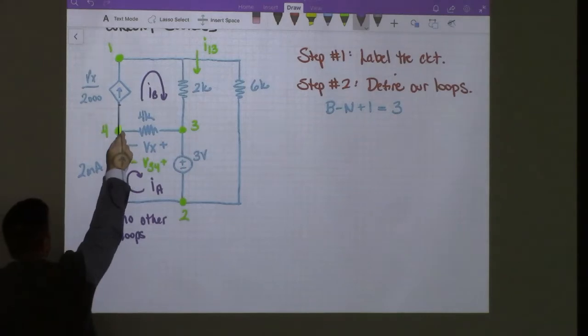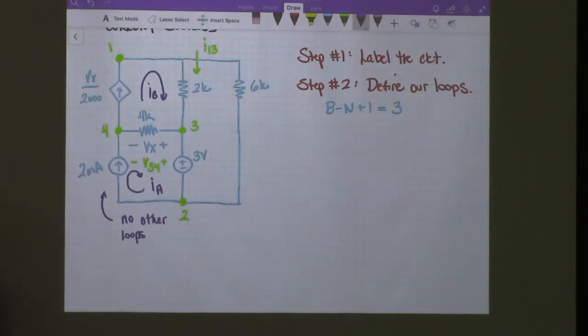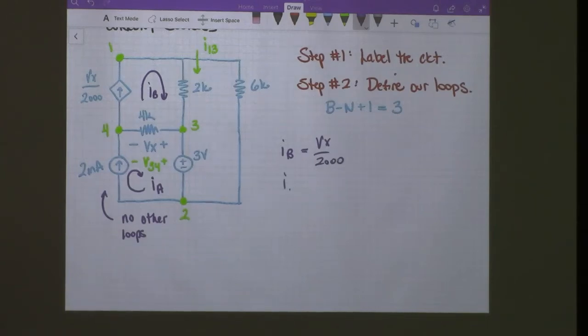Again, it's good here to only have one loop passing through that dependent current source. It's going to be easier if we have the case IB equals Vx divided by 2000, as opposed to IB plus IC equals Vx over 2000. It's just an unnecessary, again, making equations that can be simple more complex. And then I'll just go ahead and define IC like that. All right. So next.